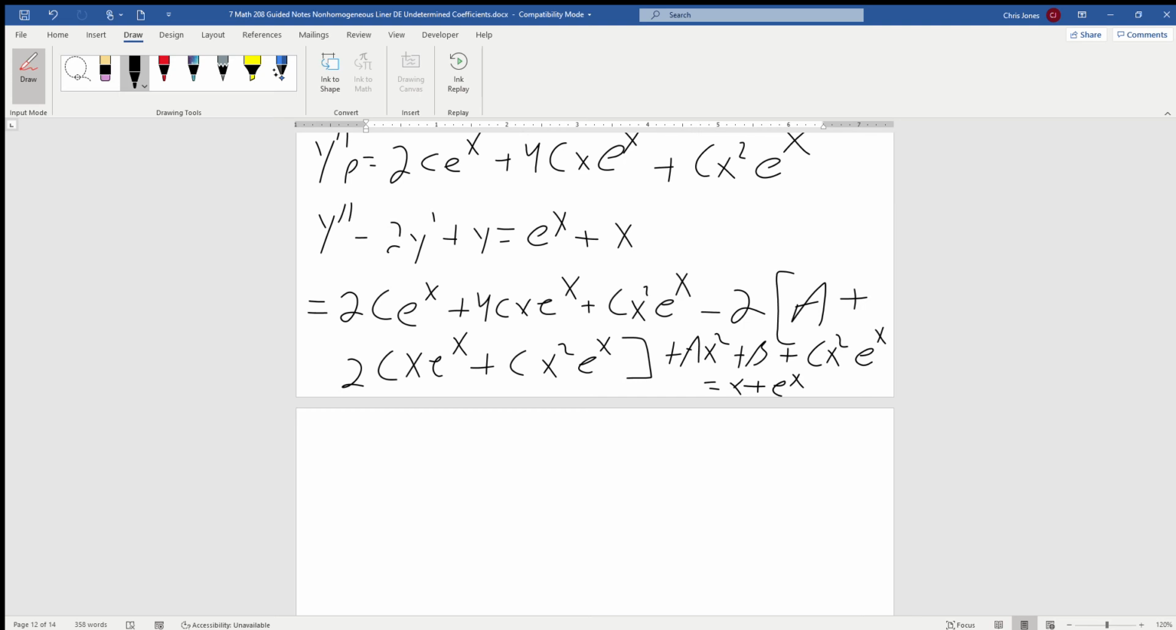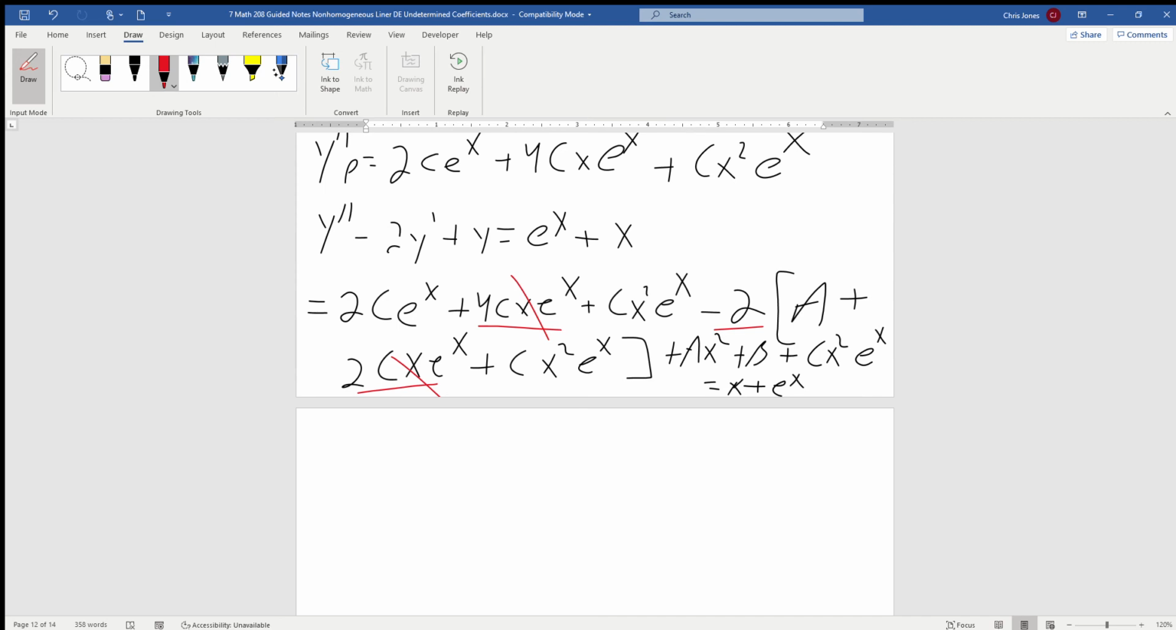All right, so now what we need to do is combine like terms. And at this point, we better hope that some stuff cancels out. I'm going to focus on anything that has x e to the x first. So we have 4cx e to the x, and then we also have negative 4cx e to the x. So we have a negative 2 times 2. So those cancel out. That's good news, by the way.